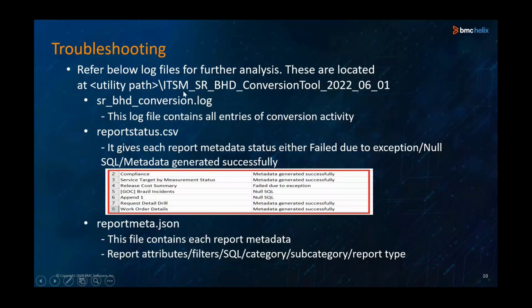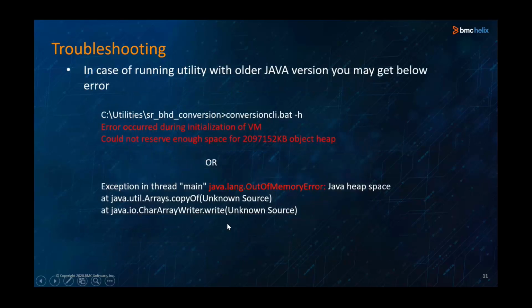Some troubleshooting quick tips. Where is the log? So you all know it is in the current folder of the utility from where it is running. The log will get generated. The CSV file gives the status of each report. So these are the report names, and you'll see whether it is successful or if there are any failures. We also saw report meta.json, which stores the metadata of the smart reporting.